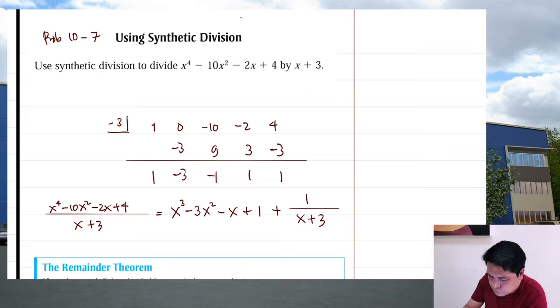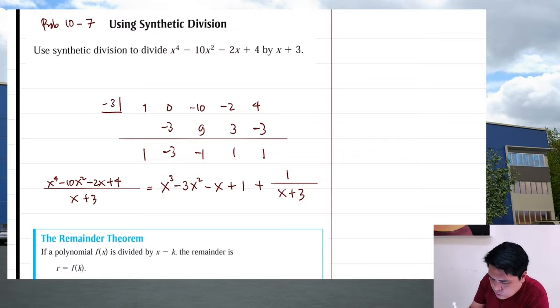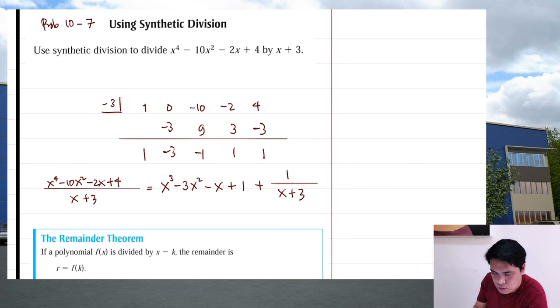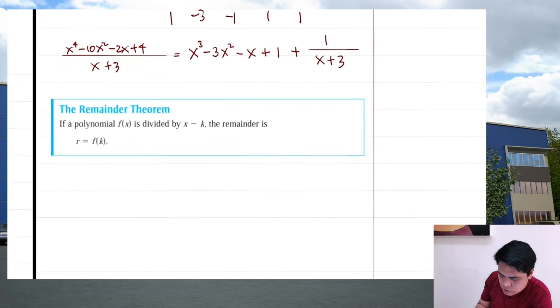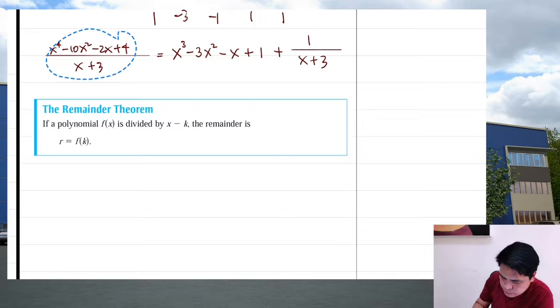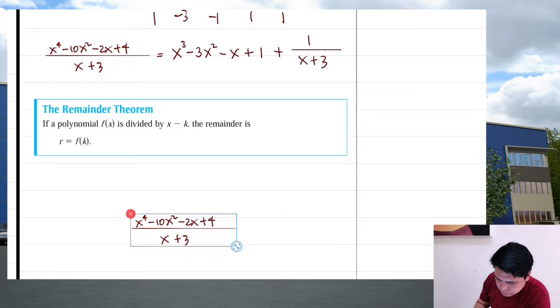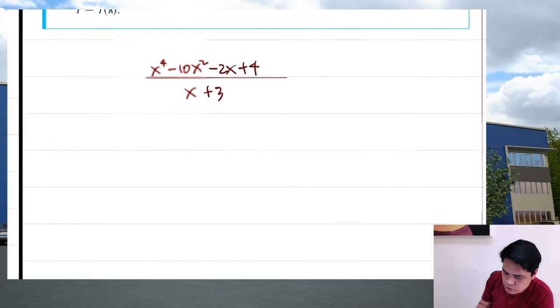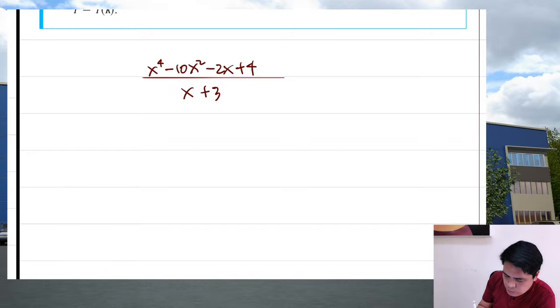Di ba? So, if our k is negative 3, if we substitute negative 3 to this polynomial, the result daw is the remainder. So that is the remainder theorem. Let us try to check. So we have, let me copy this na lang. So let's check if tama yung theorem.